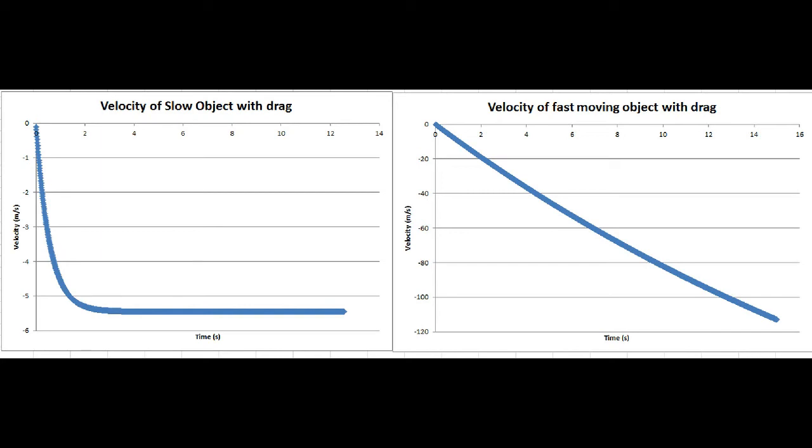4.45 meters per second. This is because the force of drag begins to negate the force of gravity until the net force on the system is zero and velocity becomes constant. As you can see, this constant terminal velocity of 5.45 meters per second has been reached in the slow-moving object only.